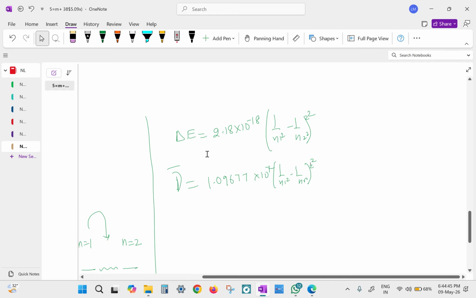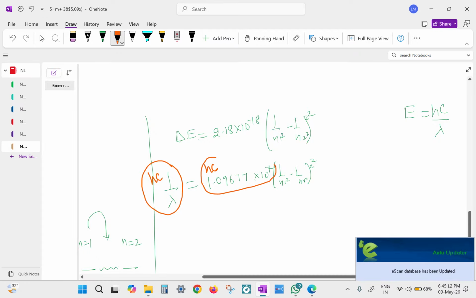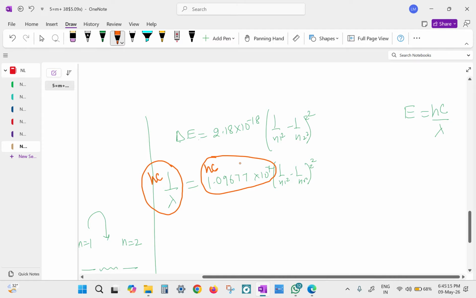if you multiply this by hc, this quantity is nothing but del E. We know E is equal to hc by lambda. Wave number is 1 by lambda. So if I multiply here by hc, can I call this quantity del E? Yes, ma'am. And this quantity will now become what? 2.18 into 10 to the power minus 18, indicating that the Balmer's equation and the Bohr's equation are one and the same.